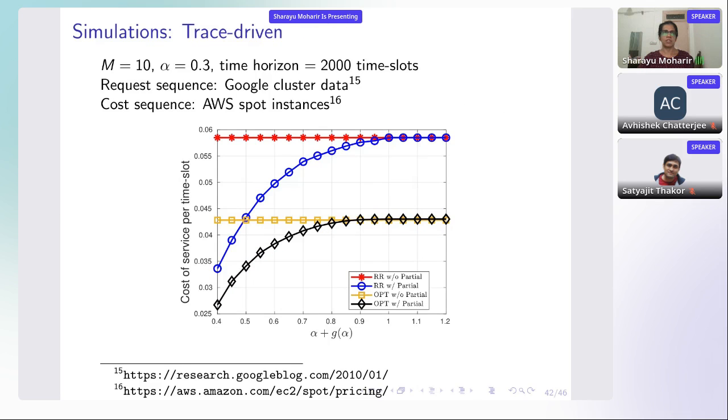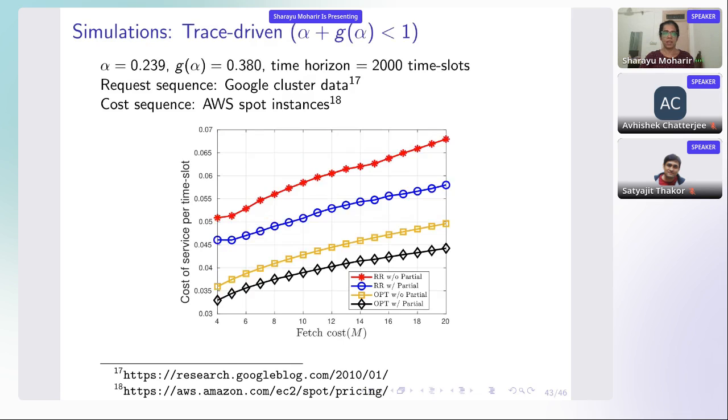I'll briefly present some trace-driven simulations. For this set of simulations, we compare the performance of alpha RR with RR, the offline optimal policy with partial hosting, and the offline optimal policy without partial hosting. The arrival process was derived from Google cluster data, and we use AWS spot prices to model the rent cost sequence. We see that the performance gap between RR and alpha RR is again high when alpha plus G alpha is less than 1, and this gap vanishes when alpha plus G alpha is greater than or equal to 1. Again, just to highlight, the value of alpha plus G alpha plays a key role in determining if partial hosting is useful in reducing the overall cost incurred by the system.